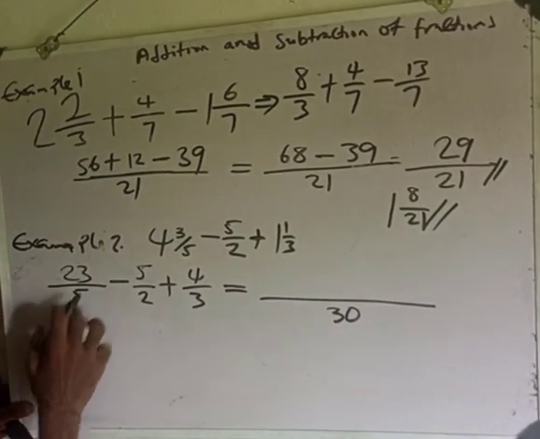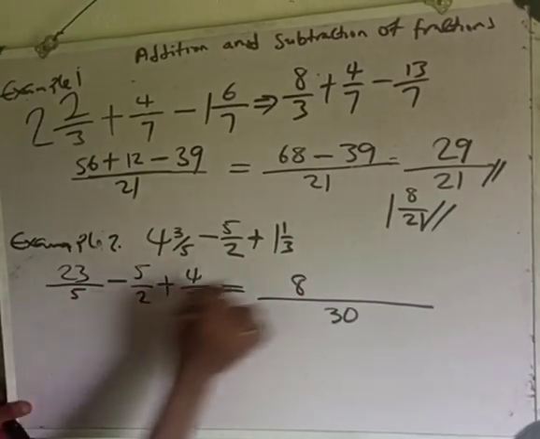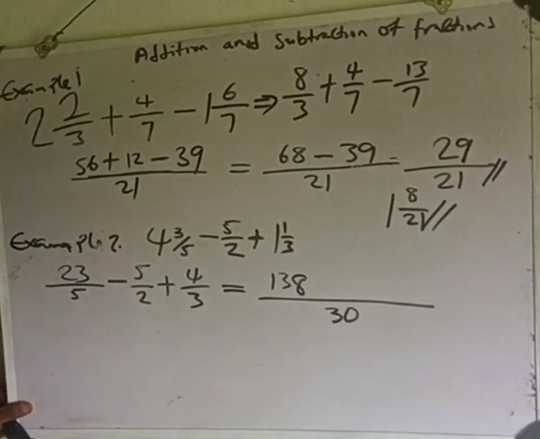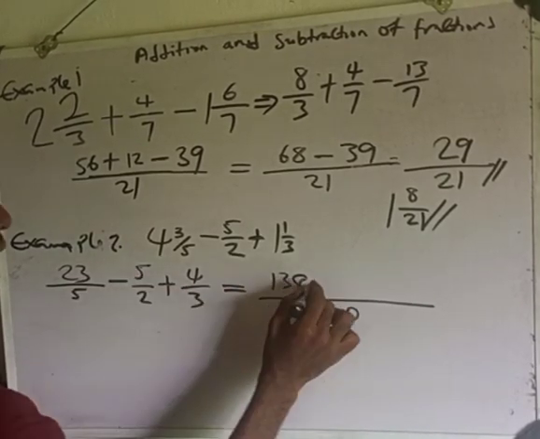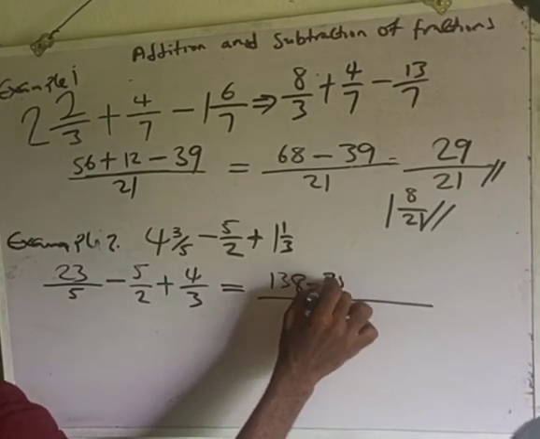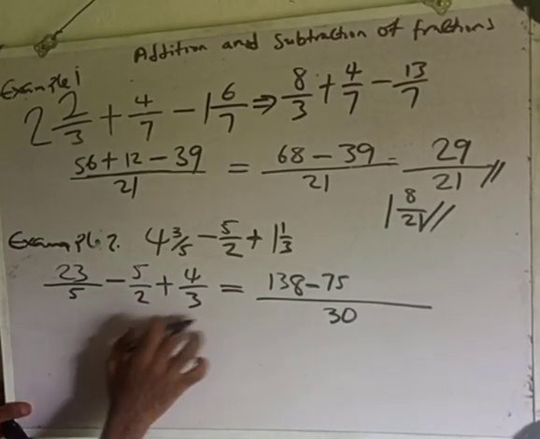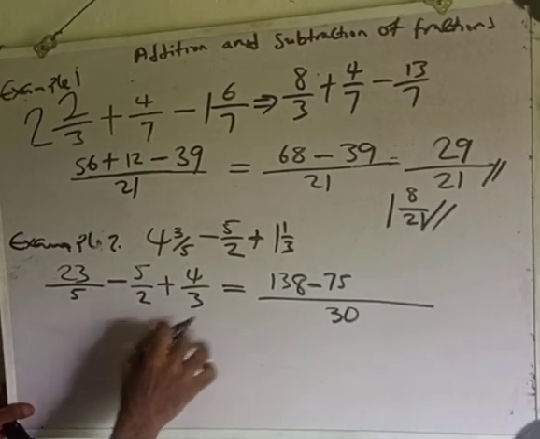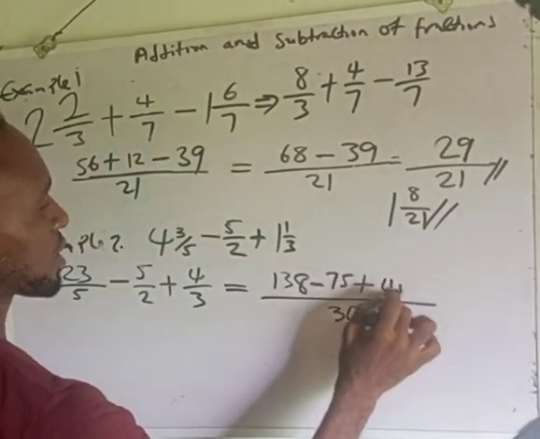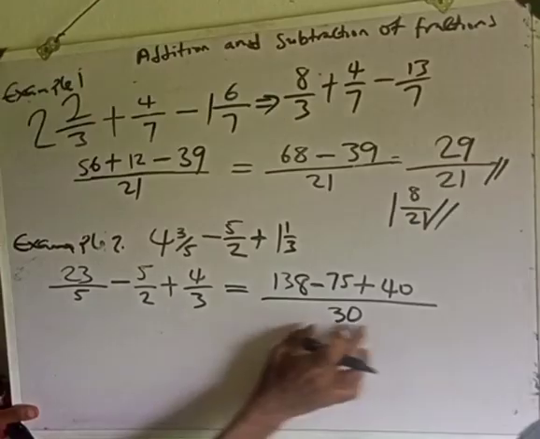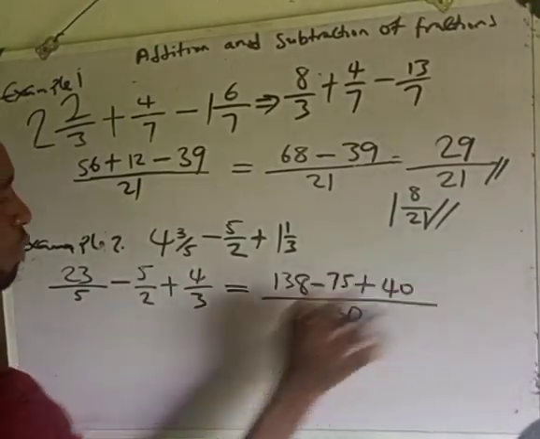6 times 23. 6 times 3 is 18. I'll carry 1. 6 times 2 is 12. Plus that one, I have 138. 30 divided by 2 will give me 15. 15 times 5. Remember, I have my minus. It gives me 75. Then 30 divided by 3 is 10. 10 times 4 is plus 40. Let me go over it again. 30 divided by 3 will give me 10. 10 times 4 is 40.